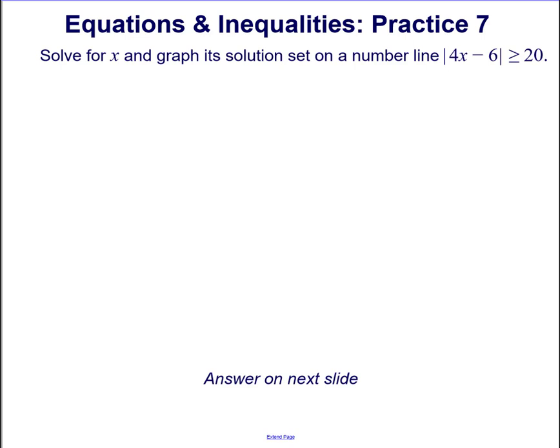Now this is a greater than inequality, so it's going to be a situation called an OR situation, where it's going to be greater than 20 and less than negative 20. So when you're setting up your inequalities for practice, remember that. It's going to be 4x minus 6 is greater than or equal to 20, and 4x minus 6 is less than or equal to negative 20.